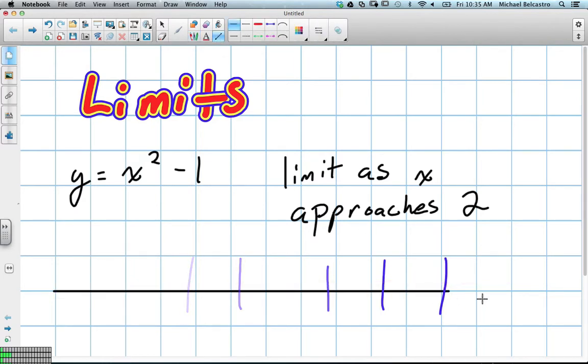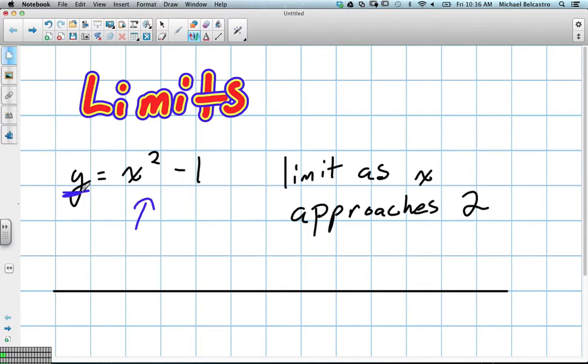So we have y is equal to x squared minus 1, okay? And these are our values for y when we plug in values of x. The question asks us for the limit as x approaches 2. So the idea is we're going to take values that get closer and closer to the value of 2 for x and plug them into this equation to see what they equate.